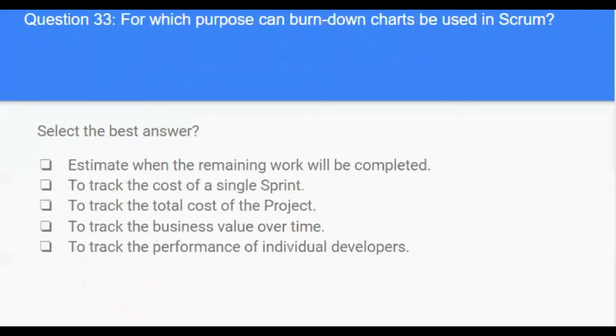Next question. For which purpose can a burn down chart be used in Scrum? Options. Estimate when the remaining work will be completed. Second, to track the cost of a single sprint. Third, to track the total cost of the project. Fourth, to track the business value over time. Fifth, to track the performance of the individual developers.